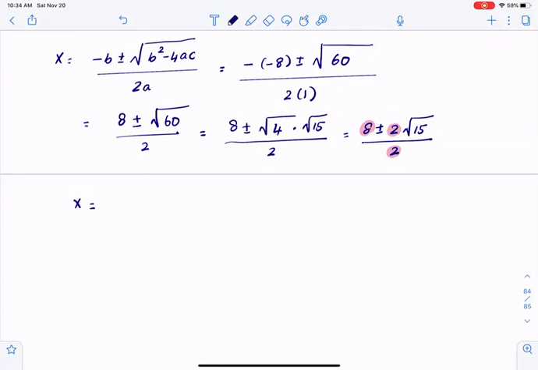We can do that in this problem because I can rewrite the expression as 8 over 2 plus or minus 2 root 15 over 2, because we have a common denominator. So the 2 and the 8 will get cancelled. The 2 and the 2 will get cancelled. So I'm left with 4 plus or minus square root of 15.